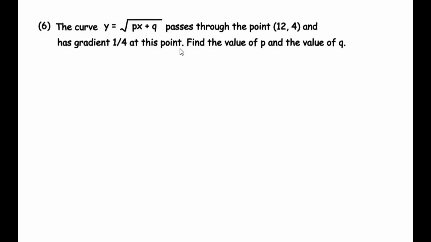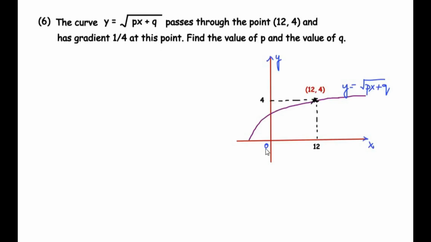So let us try to understand this question by drawing a rough graph first. So here it has been given that the curve y is equal to square root of (px + q) passes through the point (12, 4). So let us say that this is the curve representing y and it moves in such a way that it crosses through the point (12, 4). So 12 is on the x-axis and 4 is on the y-axis. And it has also been given that it has a gradient, that is the slope, 1/4. So at this point, if you measure the gradient, the slope, you are going to get it as 1/4. Now here we need to find out what is the value of p and the value of q.